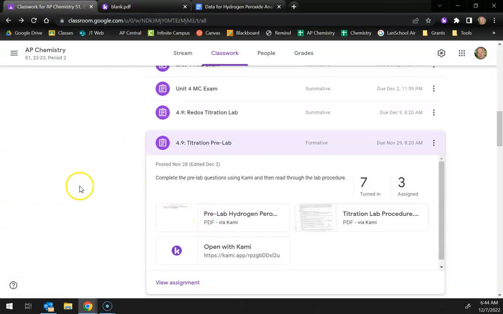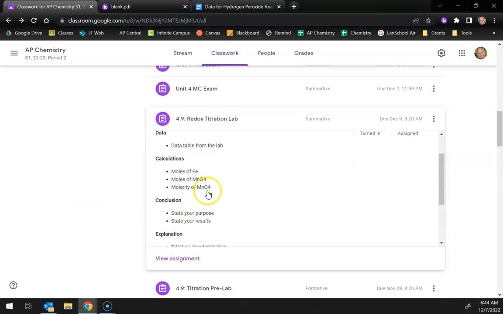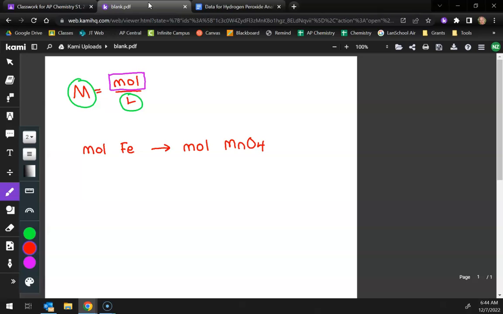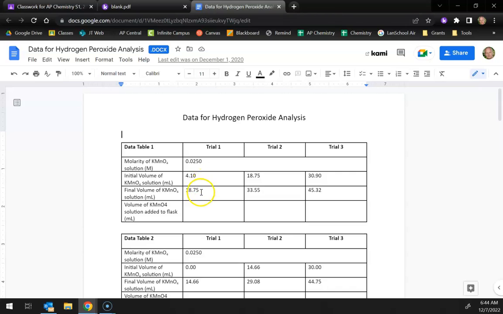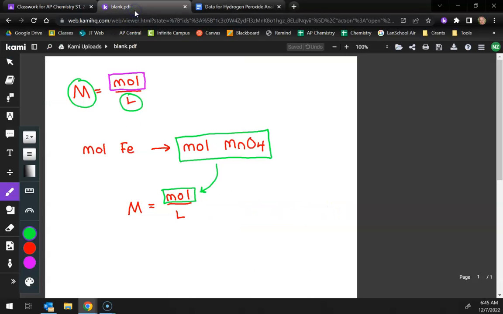The third thing the lab asks you to do is calculate the molarity. Once you find the moles of permanganate in part B, you're going to go back to the molarity equation, which again is moles over liters. You should know the moles from part B. And on your data table, once you subtract the final and the initial volume of your permanganate, you'll have the volume of the permanganate that you added to the flask. You're going to need to average your 3 trials. The volume added is going to be your volume of permanganate.